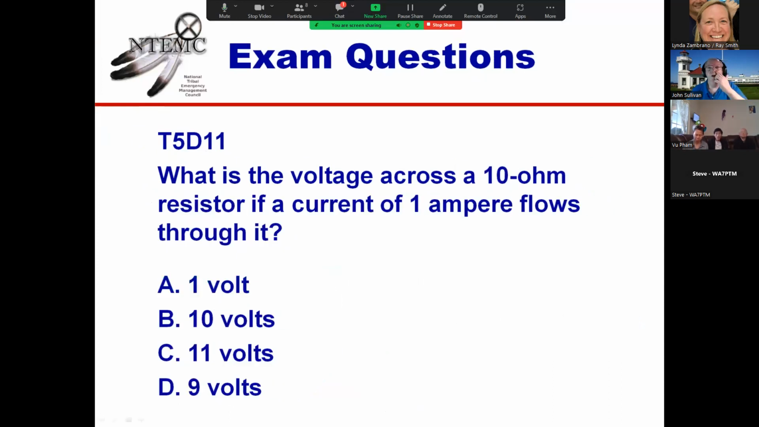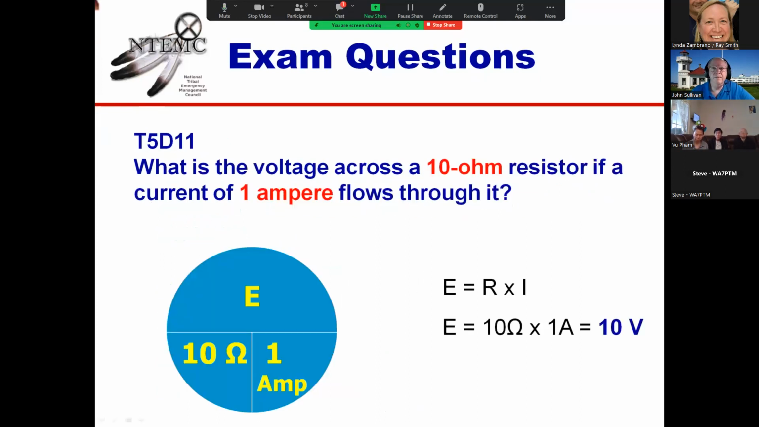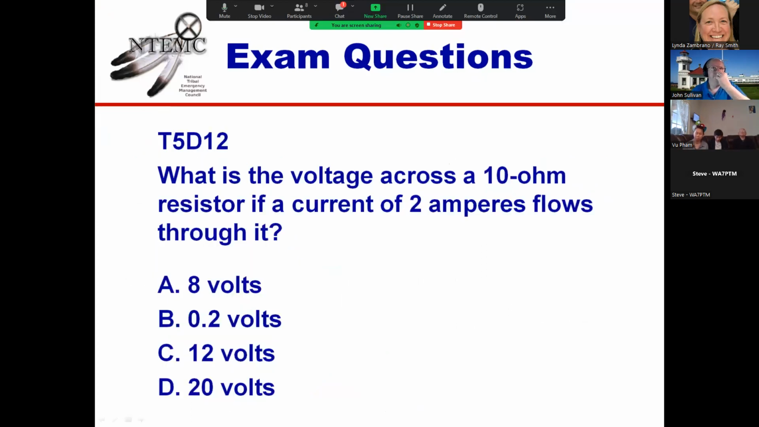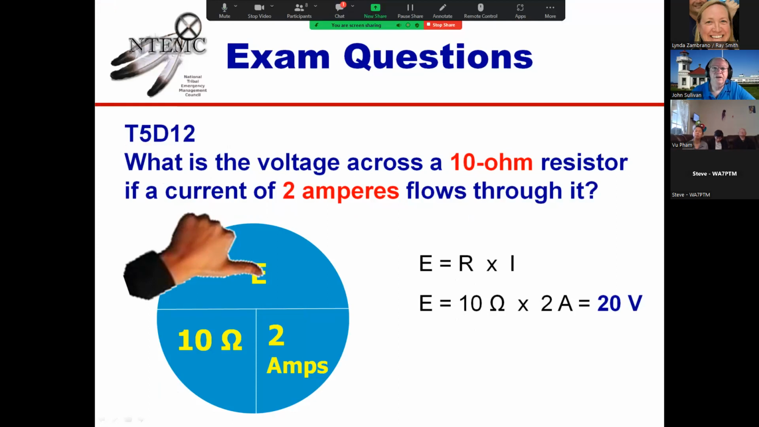What is the voltage across a 10 ohm resistor with a current of 1 amp flows through it? Same thing. Thumb over the E, 10 times 1, 10 volts. What is the voltage across a 10 ohm resistor with a current of 2 amps? Same thing, different numbers, 10 times 2, 20 volts.